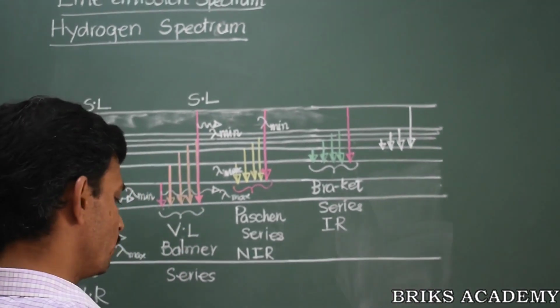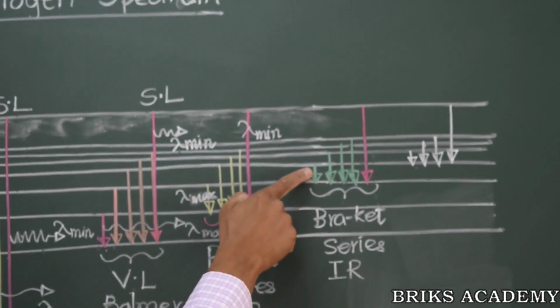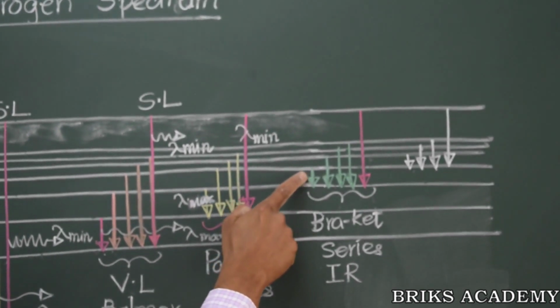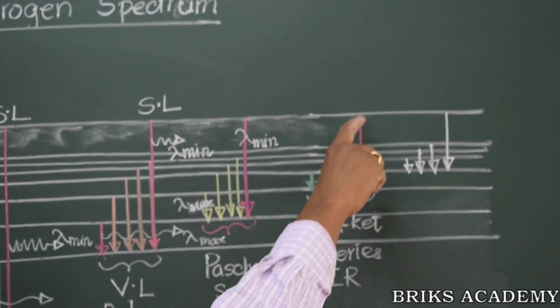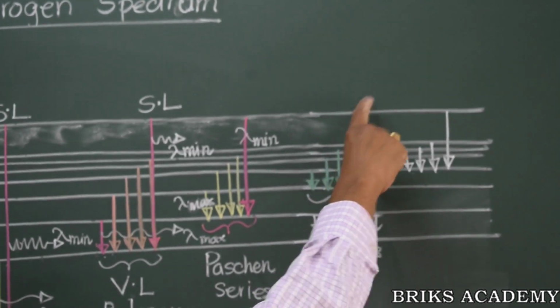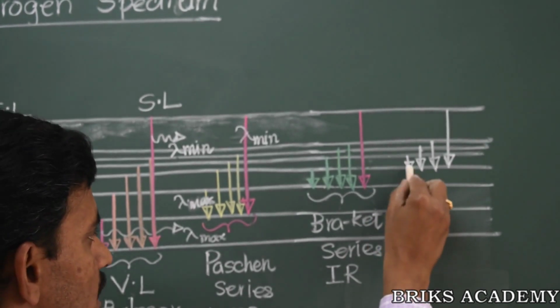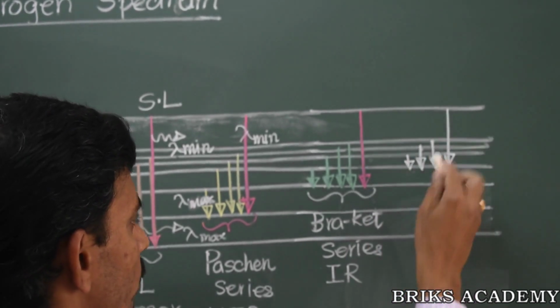Even there we can have the smallest transition and biggest transition. Always the smallest transition will have least energy. Least energy means the maximum wavelength. Biggest transition means highest energy. Highest energy means the smallest wavelength. Similarly, even here the smallest transition will give you maximum wavelength. Biggest transition will give you minimum wavelength.